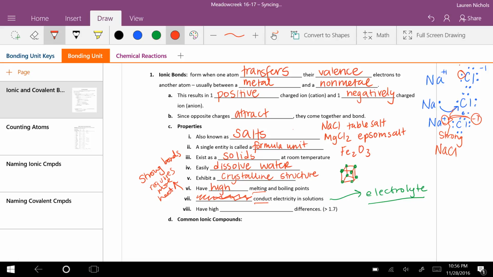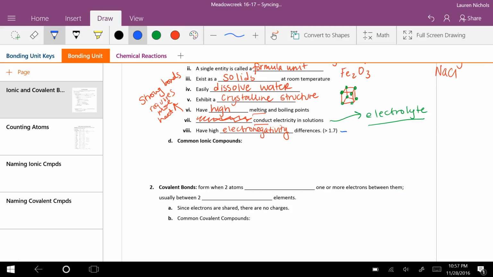And ionic compounds also have high electronegativity differences. Now, as a refresher, electronegativity refers to an element's, I guess, willingness to attract an electron. Essentially, does it want an electron?